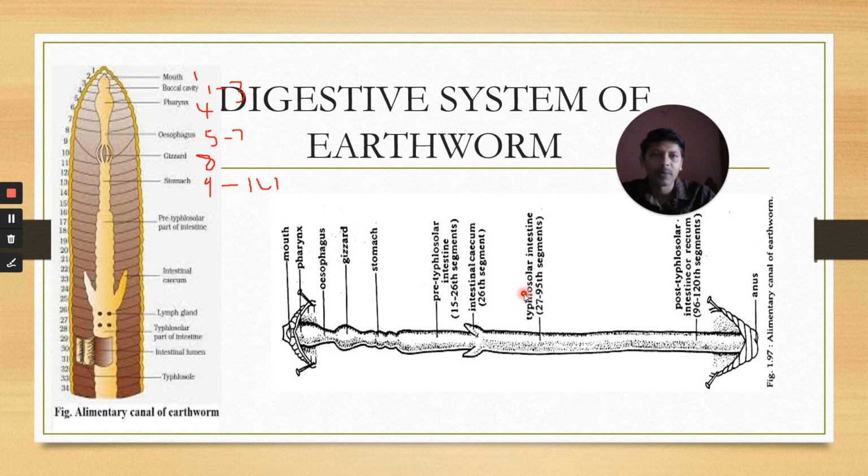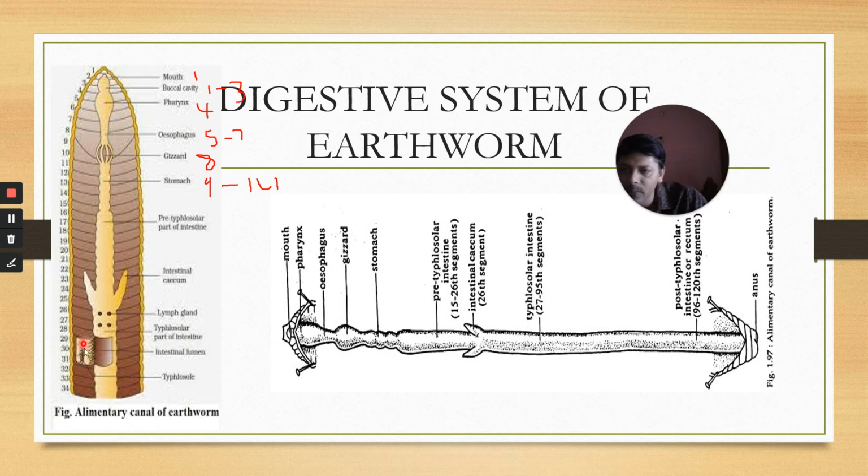Okay, typhlosole starts from the 26th segment. Here 15 to 25 we can say is the pre-typhlosolar region. Intestinal caeca, you can also observe here, intestinal caecum singular, caeca plural, starting from the 26th segment. Typhlosolar region is 26th to 95, and post-typhlosolar region of intestine is 96 to 120. That means in this earthworm there are a total of 120 segments, and there are lymph glands present in the 26th and 27th segments.